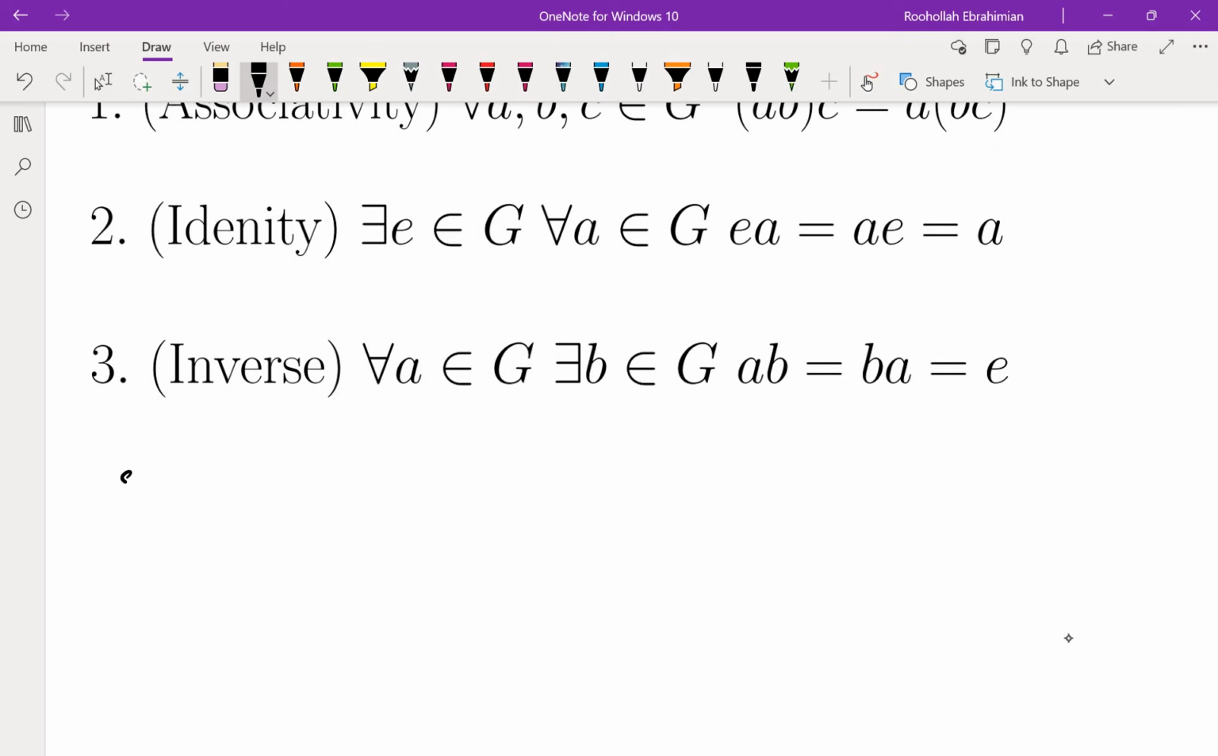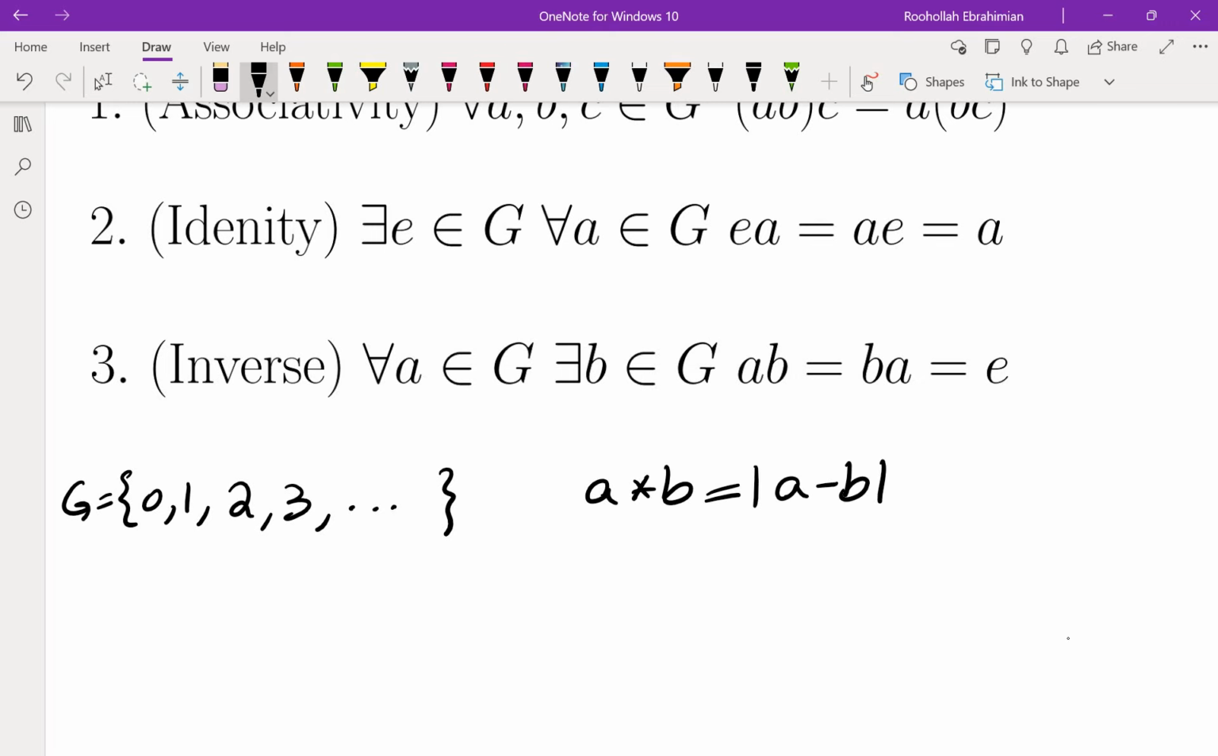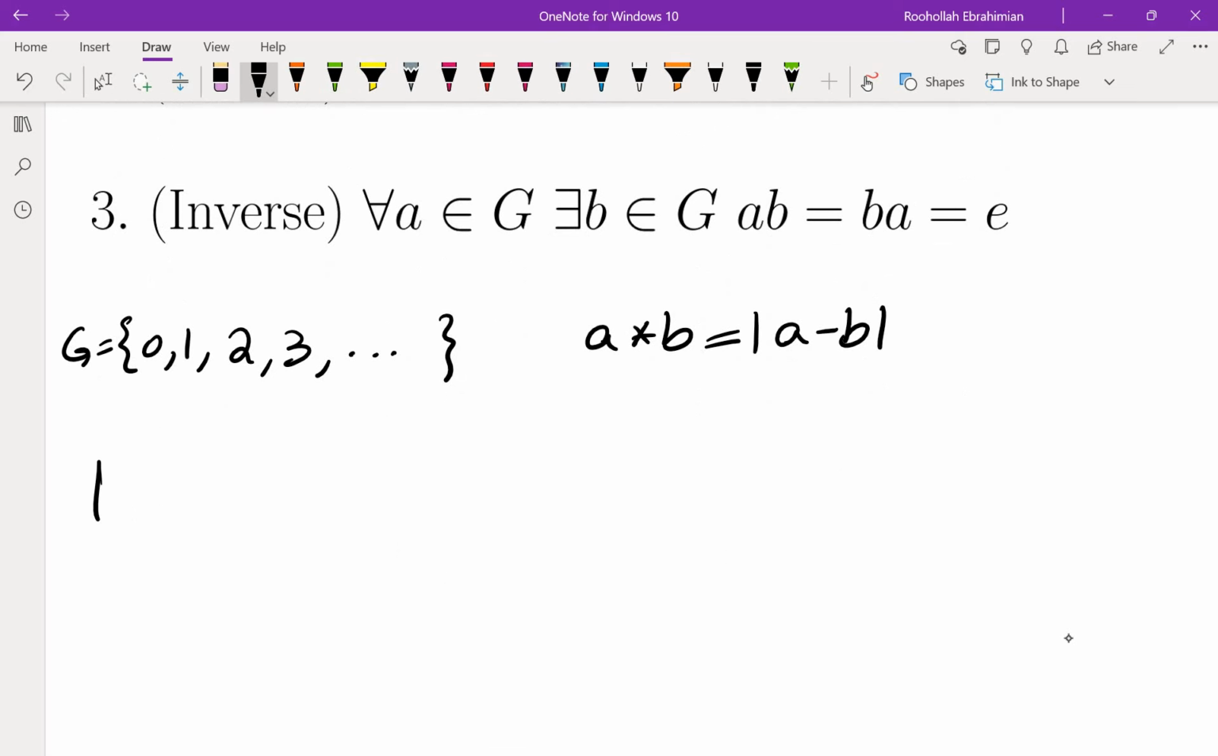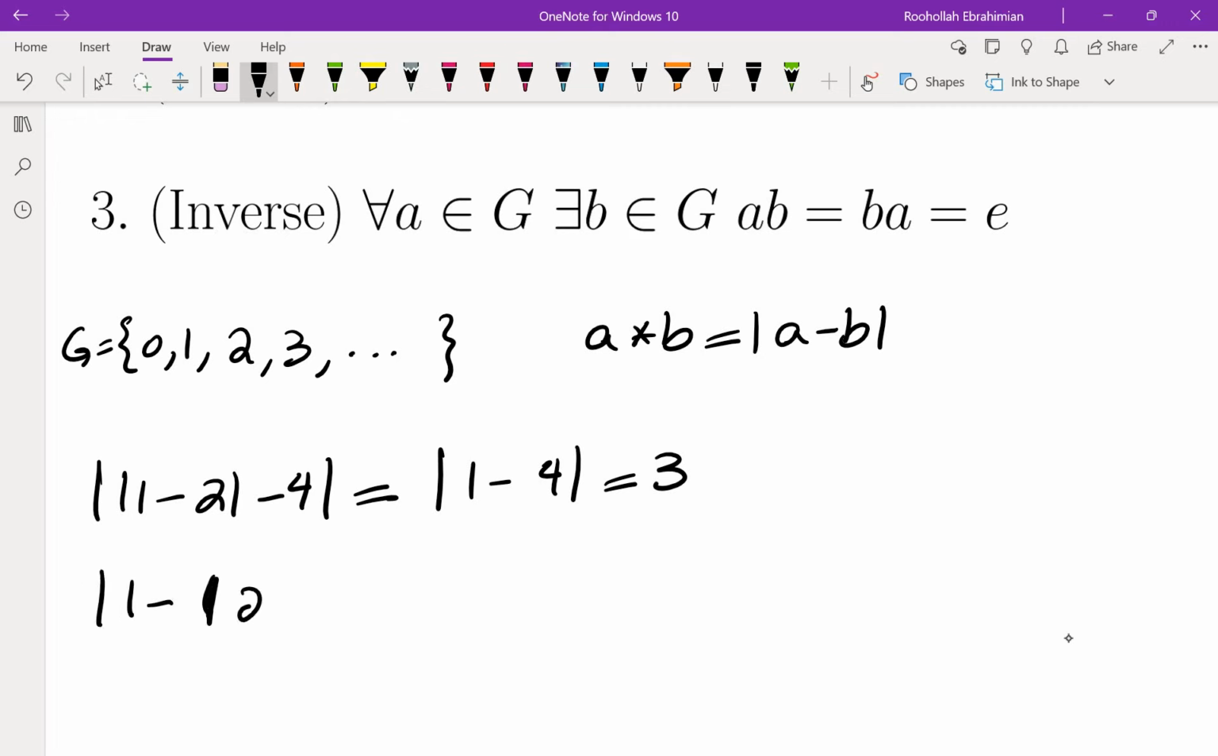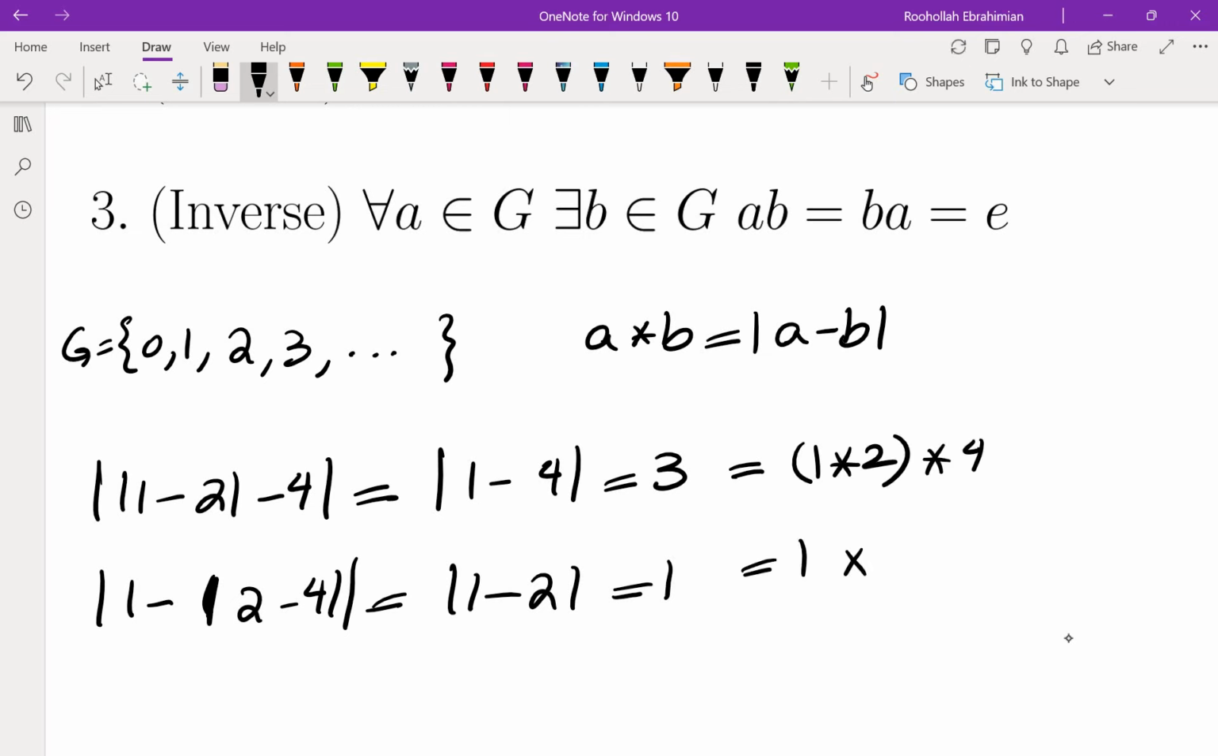So consider the set of all non-negative integers: 0, 1, 2, 3, and so on. This is our set, and consider A star B to be the absolute value of A minus B. Now this is not associative. If you look at the absolute value of 1 minus 2 minus 4, this is going to be the absolute value of 1 minus 4, which is 3. But if you look at the absolute value of 1 minus the absolute value of 2 minus 4, this is going to be 1 minus 2, which is 1. The first one is (1 star 2) star 4. The second one is 1 star (2 star 4). So this is not associative.